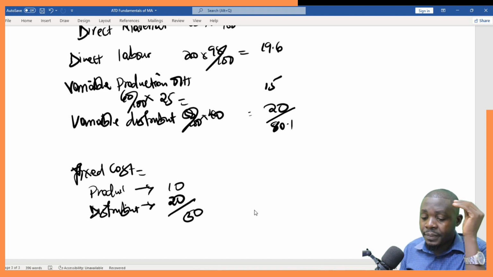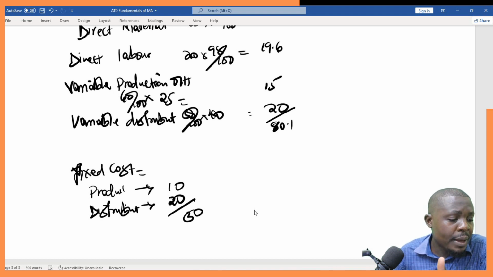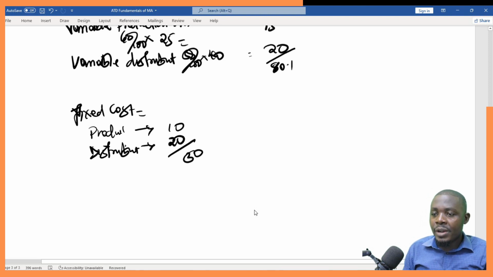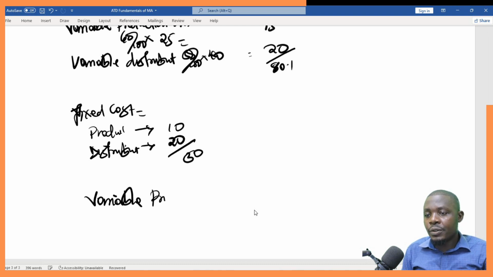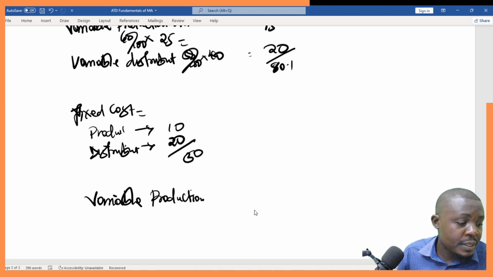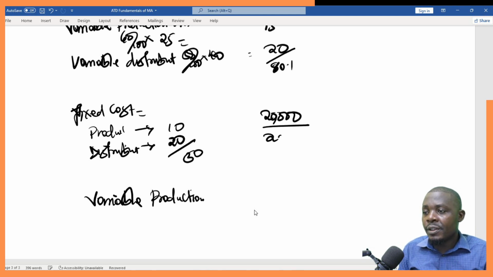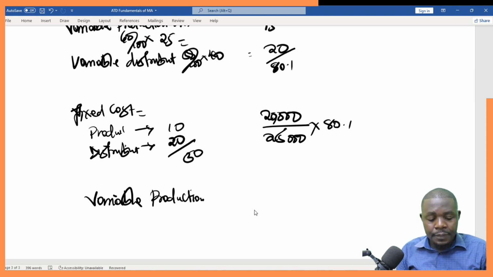Then we are told something. We are meant to determine the cost incurred. At this point, we can determine the variable production cost. Before we do that, we are told that this production cost is absorbed based on the budgeted production cost and the capacity of 25,000. Therefore, we can take 20,000 over 25,000 and multiply by 80.1, so that we just do it at once.